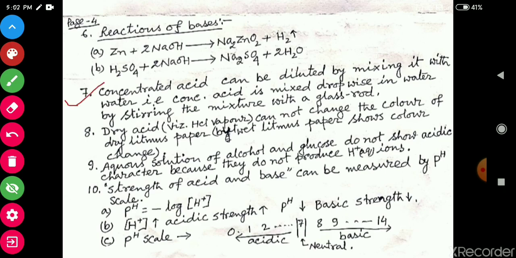Concentrated acid can be diluted by mixing it with water. That is, concentrated acid is mixed dropwise in water by stirring the mixture with a glass rod.